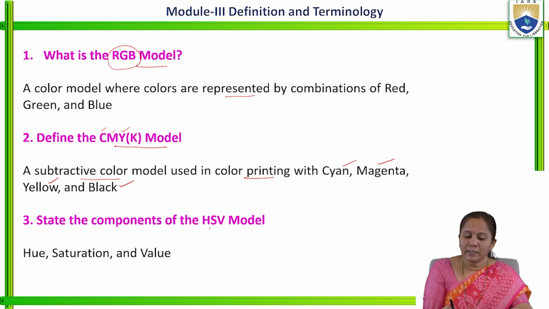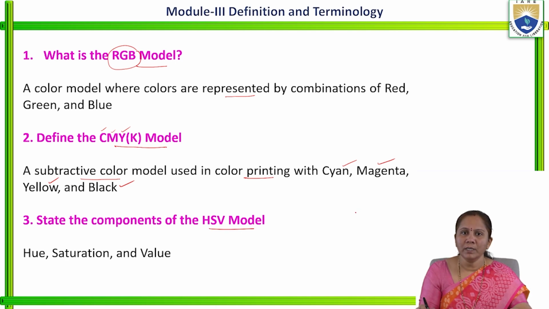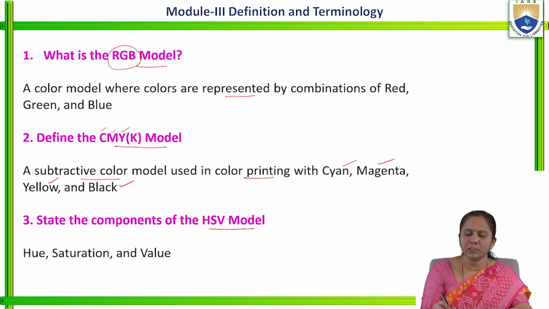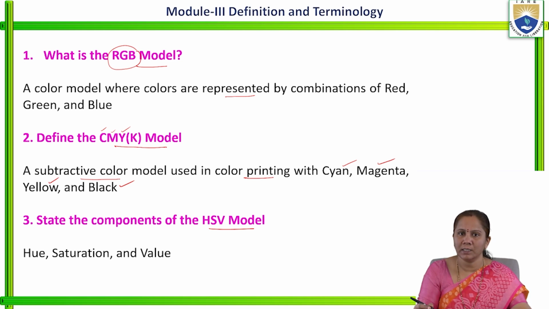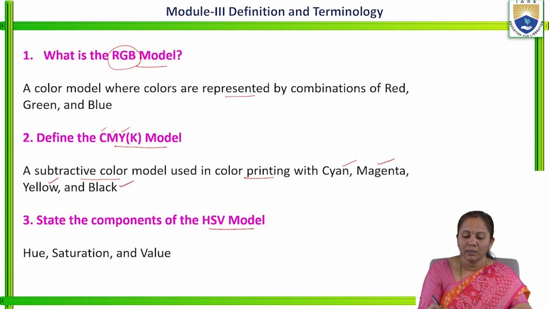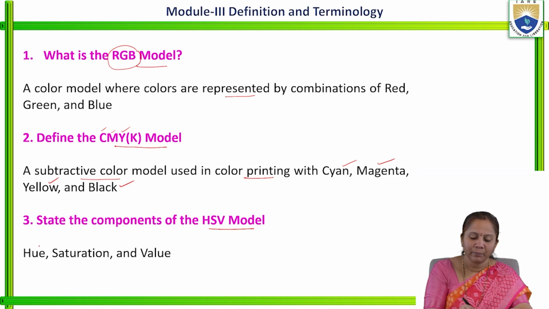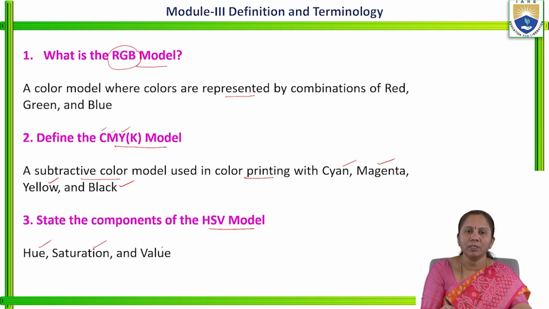And state the components of the HSV model. This HSV model is also one of the color models like RGB, CMY and CMYK. This HSV color model includes the characteristics hue, saturation and value.